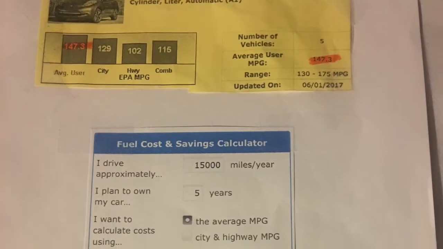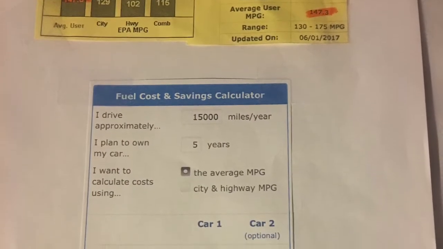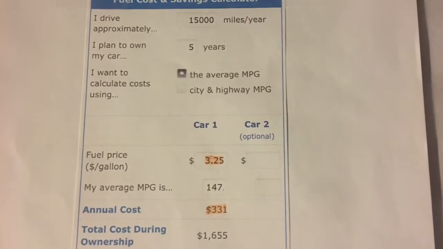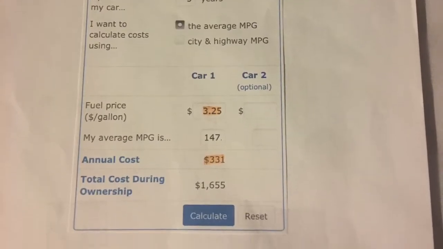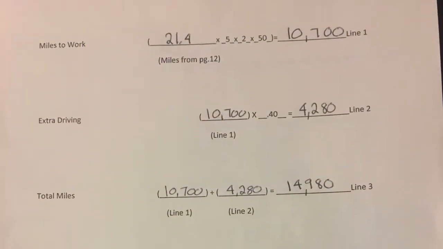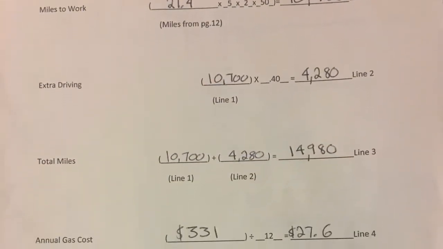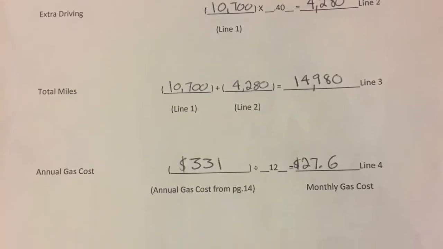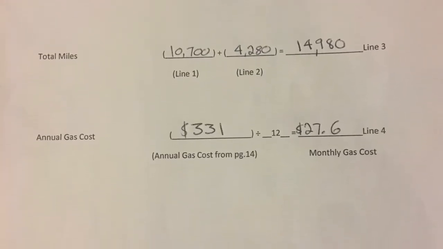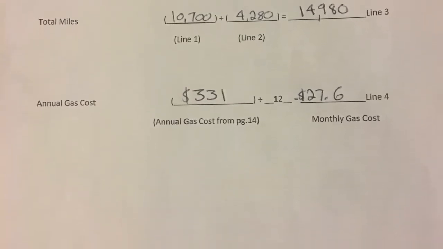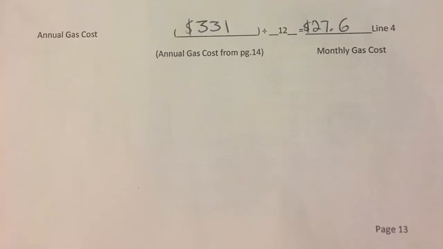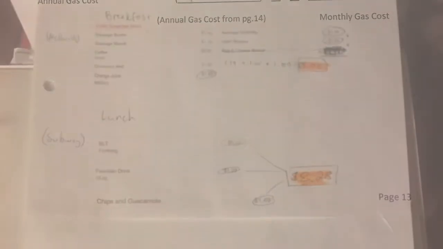Next, get evidence for the miles per gallon and the fuel costs. The fuel price per gallon is $3.25 for everyone. Now you can put the distance to work from page 12, extra driving, total miles, annual gas cost, and there you have page 13.